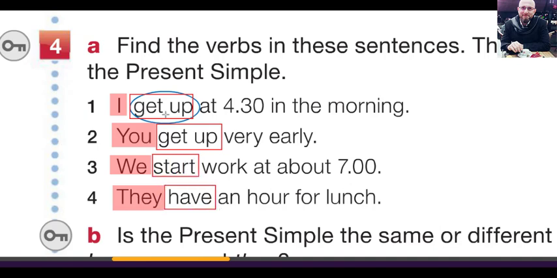Okay, so when I write a sentence in present simple with I, you, we, they, the only thing we do, we write the subject and after that the verb. We don't add anything, we don't change anything. I get up at 4:30 in the morning. You get up very early. We start work at about 7 o'clock. They have an hour for lunch. Okay, so this is how we write the sentence. It's very easy to do.